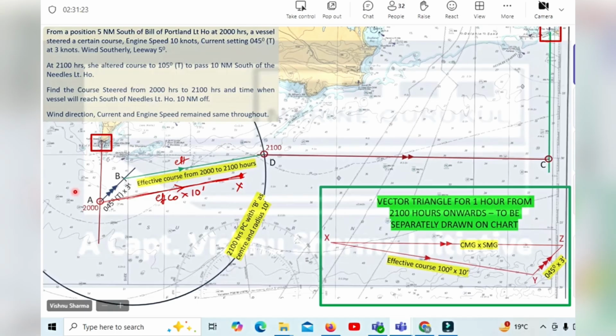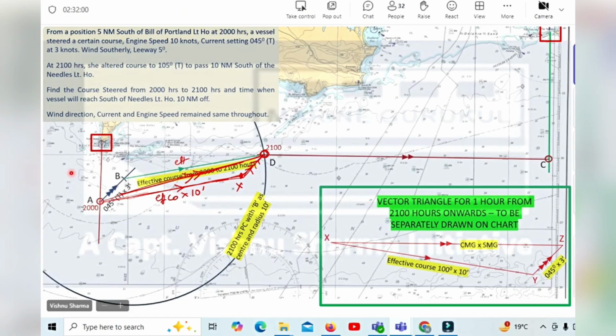Now at X, I'll allow the current. What will be the current? Current will be 0.45 into 3 miles. And where does it bring me? It brings me to 2100 hours. We have completed this parallelogram. And this is what Ram was asking, this will be the CMG for that 1 hour. Right, Ram? Yes, sir. Is that clear, guys? Yes. So this is the effective course. If now you plot the effective course and then current, it brings you to this fix. That is why B to D is the effective course.